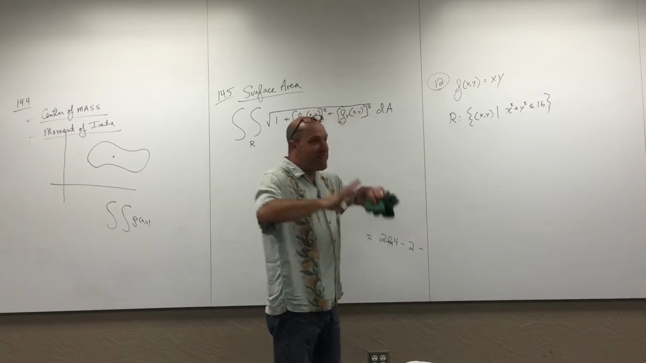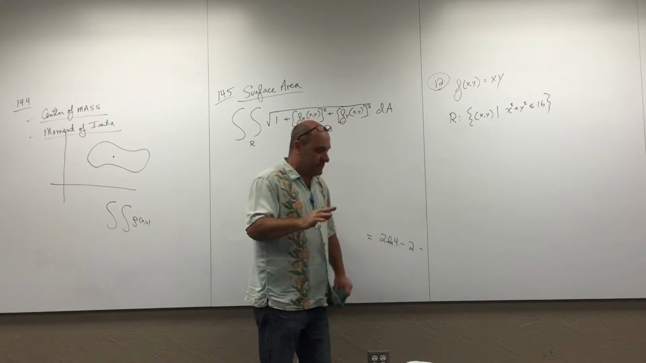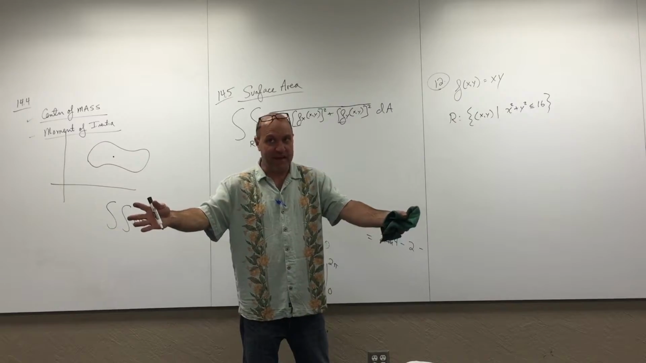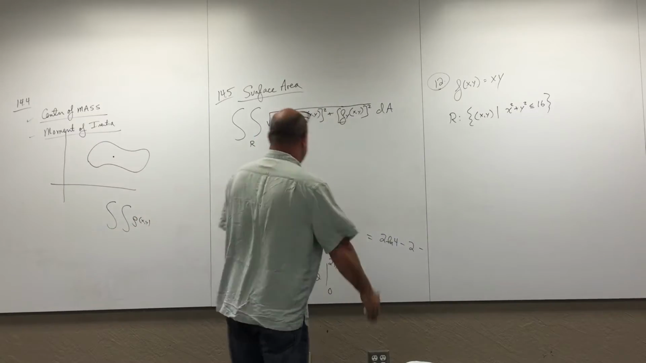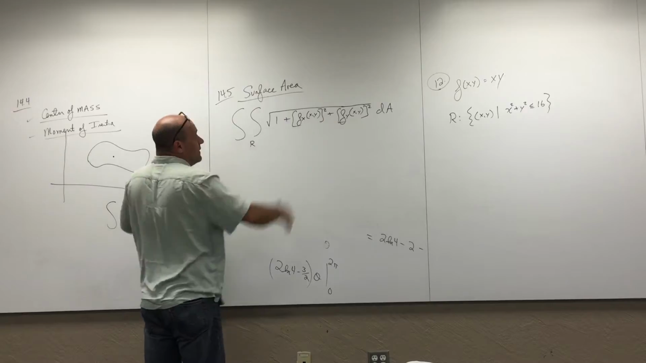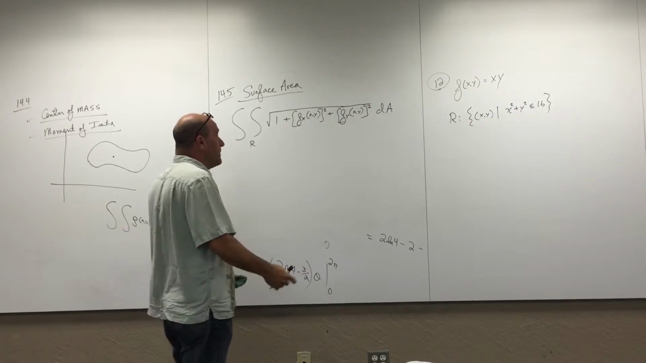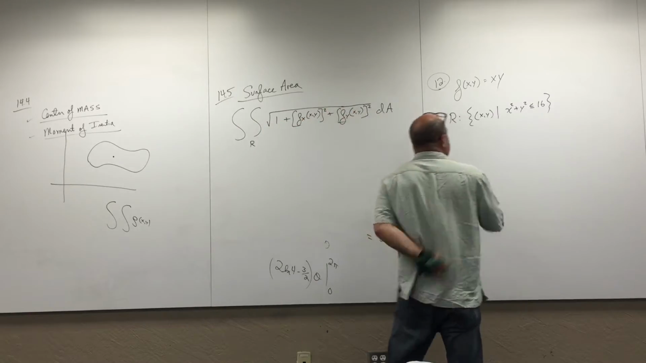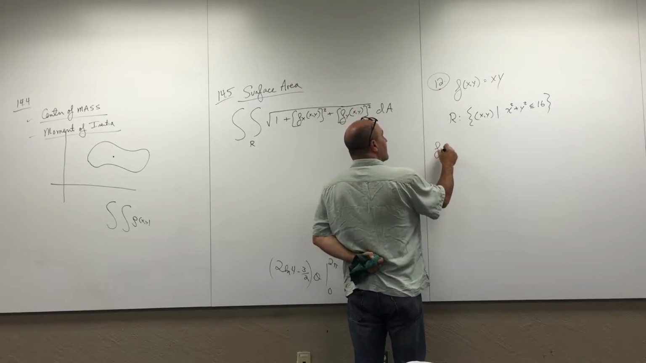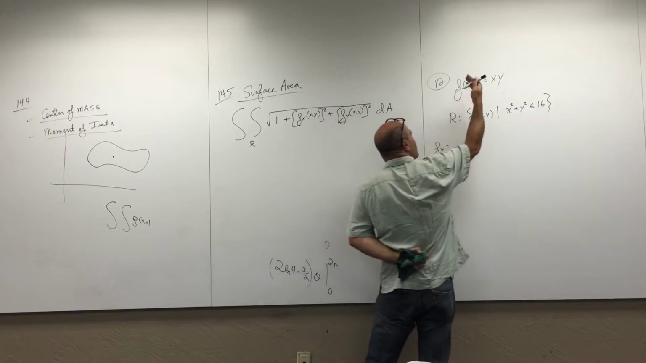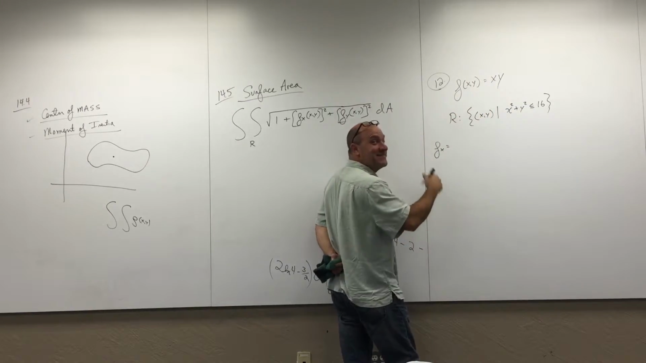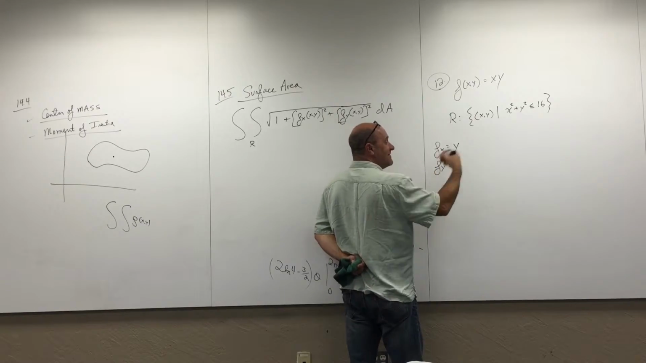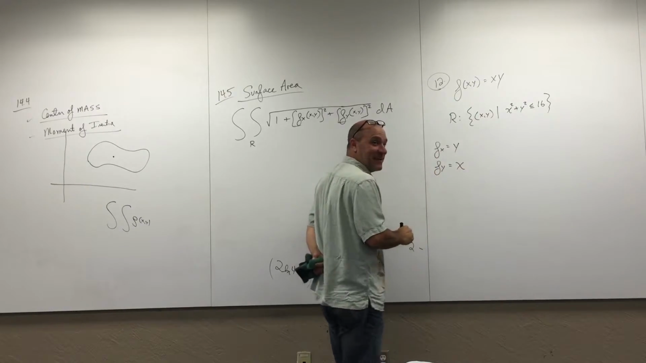Okay, again, I'm not finding volume. If I was finding volume, I hope you know how to set up the integral. We've been practicing that. But I'm not finding volume, I'm finding surface area. So that means I got to set up this integral. That means I need a couple partial derivatives. I need the partial derivative with respect to x. The partial derivative with respect to x is y. The partial derivative with respect to y is x. That's not confusing.